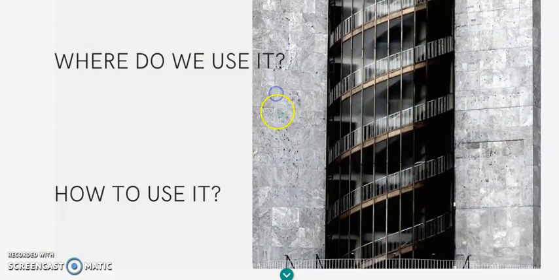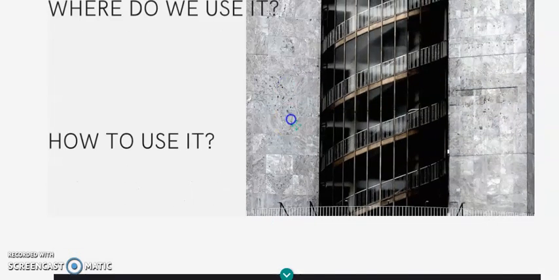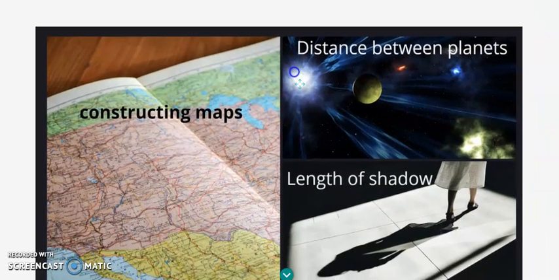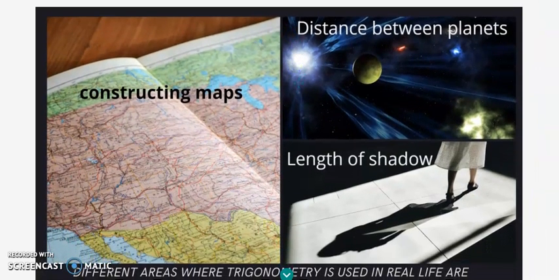So where do we use it and how to use it is what we are going to get an understanding about in today's video. Okay. So trigonometry is basically used in three main categories. One is constructing maps.